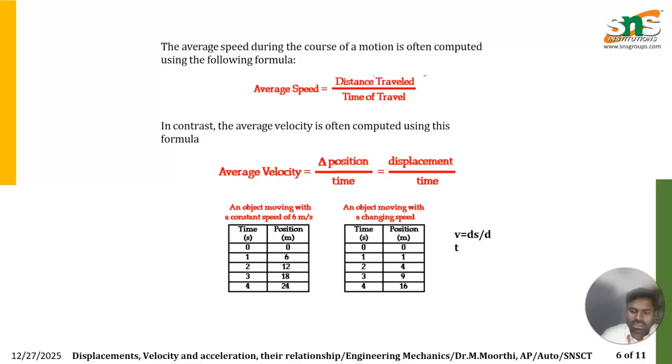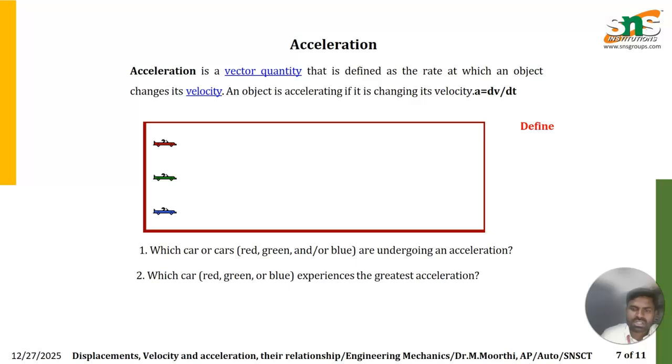As we know, the first order differentiation of displacement is velocity, and the second order differentiation of displacement is acceleration. As I said earlier, acceleration is similar to velocity. It is a vector quantity and depends on the direction, and based on the direction the value will differ. So acceleration is the second order differentiation of displacement, or the first order differentiation of velocity.